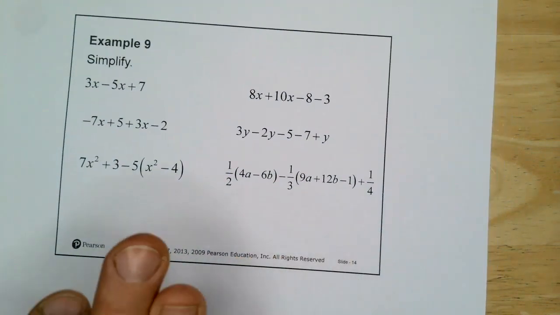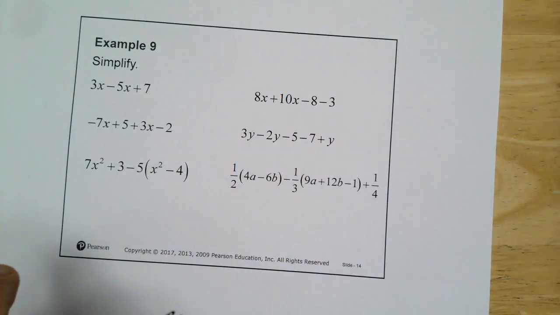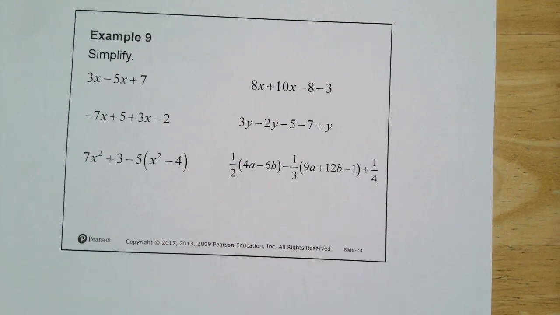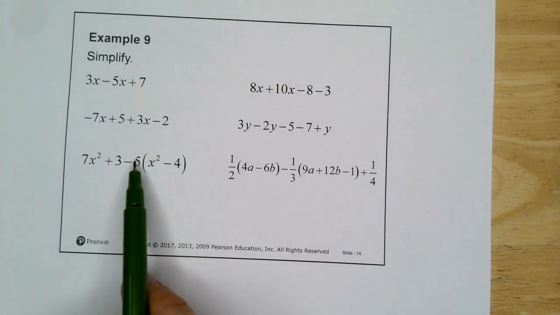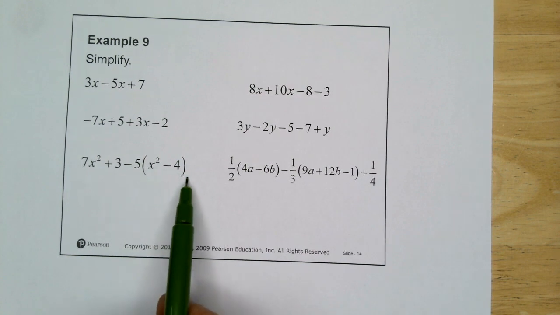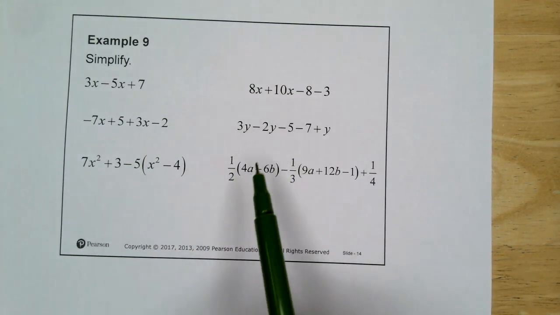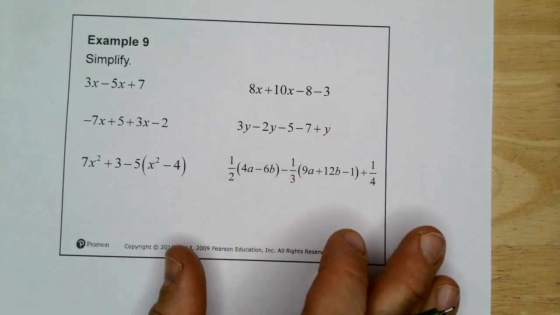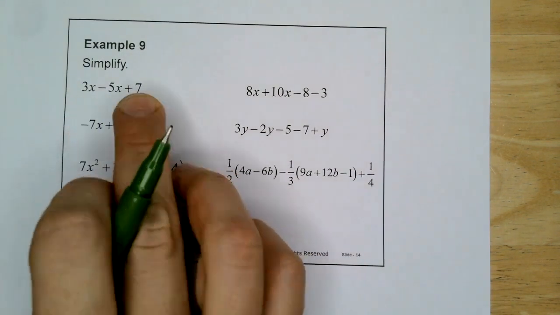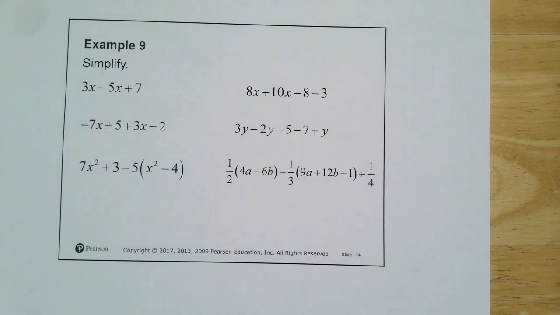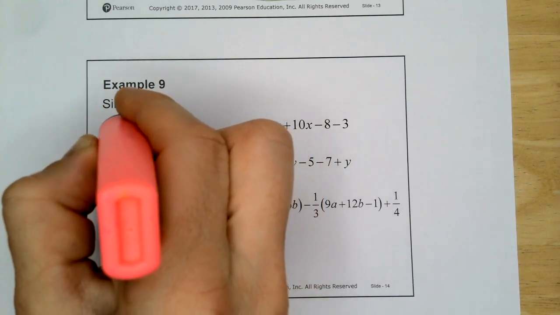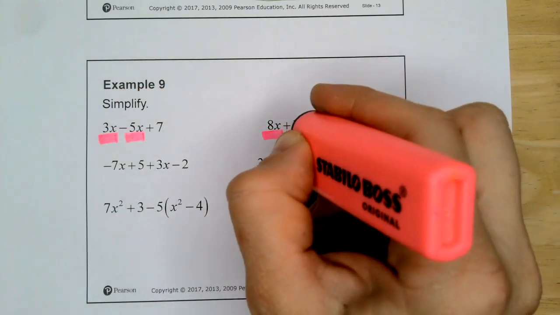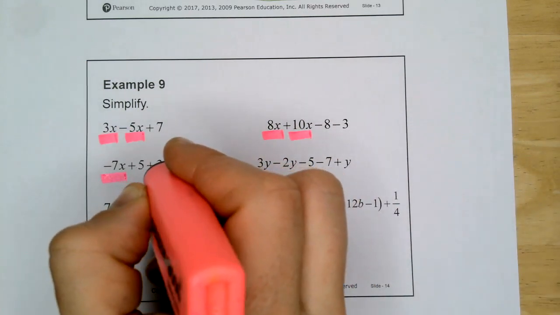All right, go ahead, pause the video, see if you can do the first 4 by yourself. And then we will have distributive property practice. So -5 has to be distributed to the x squared, -5 has to be distributed to the -4, and then these are a bit more complicated. We'll do them together, okay? Like terms means the same variable. So go ahead and pause it. I would underline the like terms, and then I would combine them. So 3x can be combined with the -5x, 8x can be combined with the 10x, -7x can be combined with the 3x.